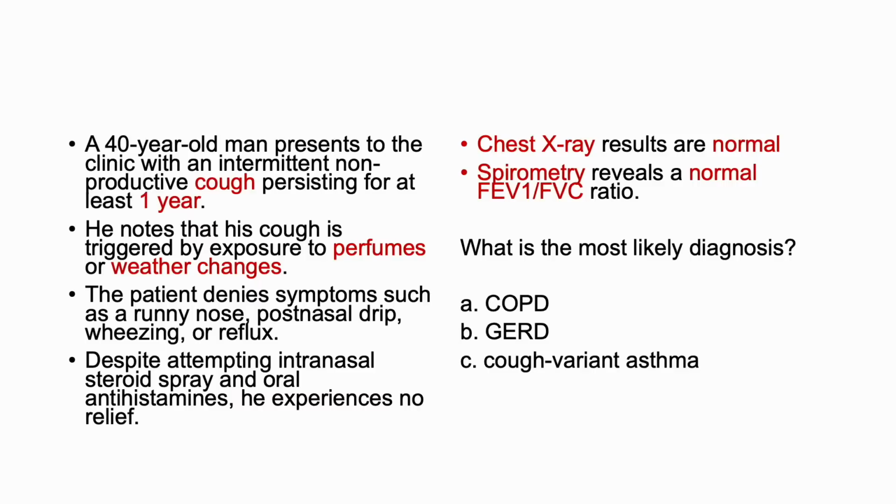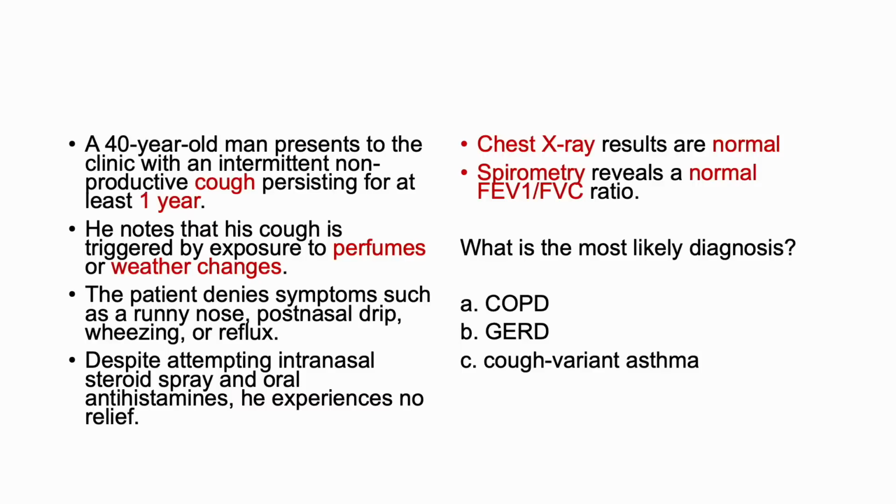What is the most likely diagnosis? COPD, GERD, or cough variant asthma? The correct answer is cough variant asthma. The patient presents with a chronic cough, which is defined as a cough of at least 3 months. The three most common causes of chronic cough include cough variant asthma, post-nasal drip, and GERD.